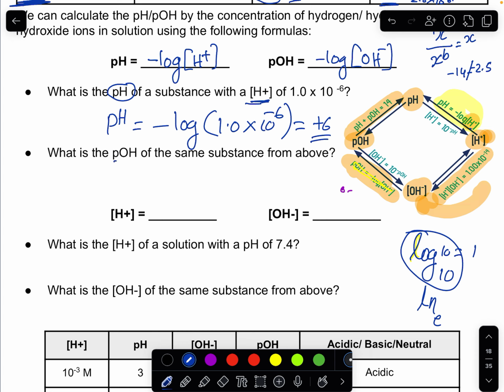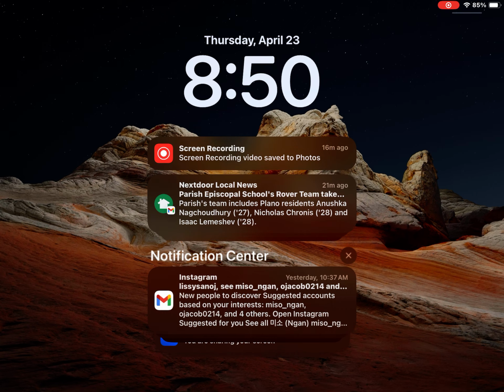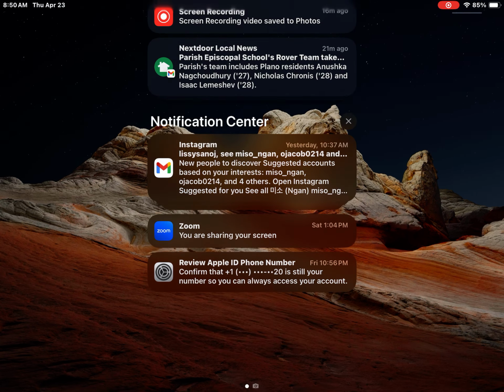So now we have to find the pOH. Then we have to use the equation. We know that pH plus pOH is equal to 14. Then pOH will be what? 14 minus 6 will be 8. Let's double check it.